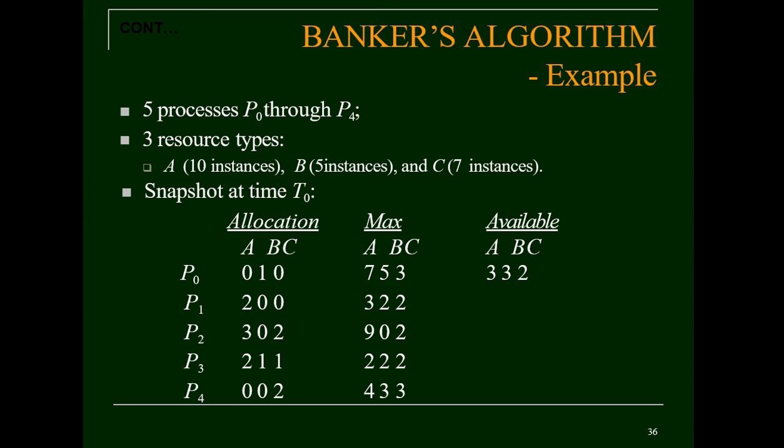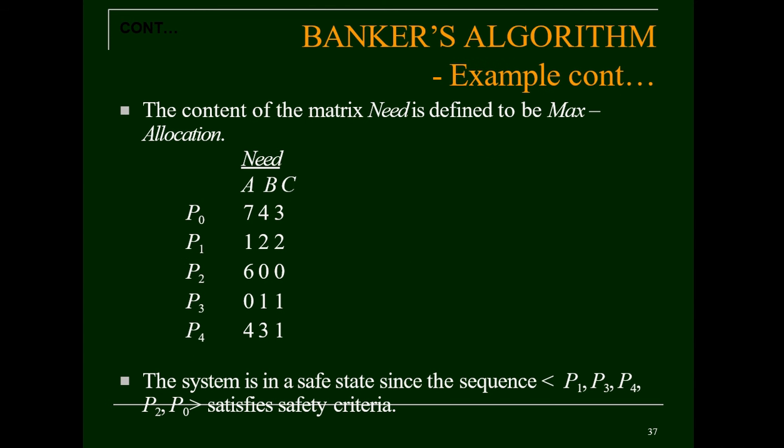As we can see the allocation, maximum and the available. First of all, the available resources are 3, 3 and 2. It means 3 for A, 3 for B and 2 for C. The content of the matrix need is defined to be maximum minus allocation. First of all, we have to find the need, that is maximum minus allocation. In this way, need can be represented like this.